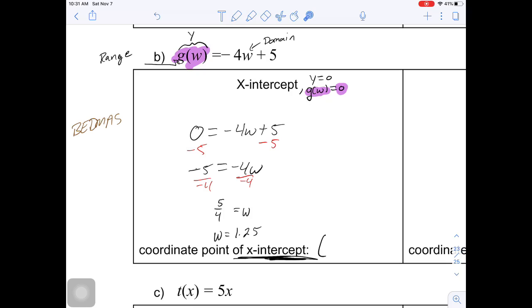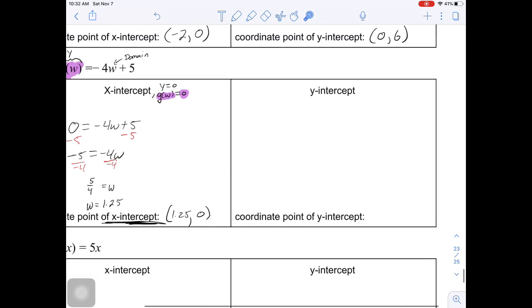Okay, so what was my range here? Well, again, an x-intercept is when your range is 0. What was the value of w? It's 1.25. So there's my coordinate point for my x-intercept: 1.25 and 0. Let's figure out my y-intercept.